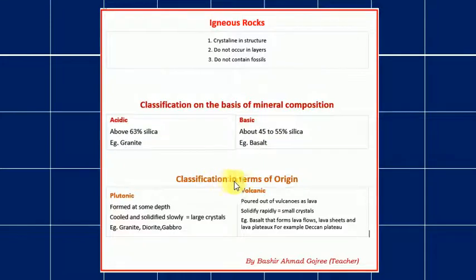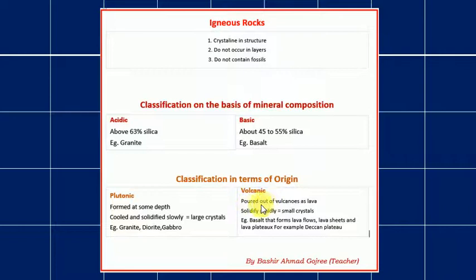Classification of igneous rocks in terms of origin. In terms of origin, these are classified as plutonic and volcanic. Plutonic igneous rocks are formed at some depth in the crust of the Earth. These are cooled and solidified slowly, because of which large crystals of these rocks are formed. Examples are granite, diorite, and gabbro.